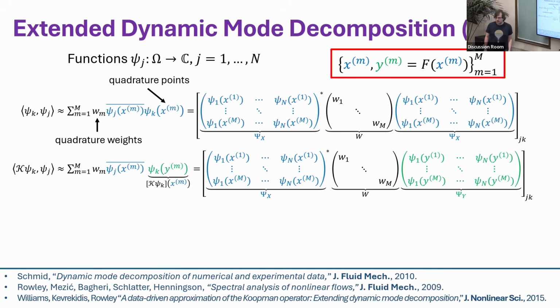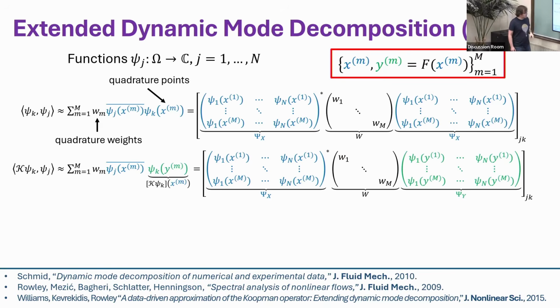And to build an approximation of the Koopman operator, think finite elements if you've seen that before, you need two types of inner products or correlations. The first is the inner product between the basis functions themselves. The second is where you have this Koopman operator K here on the left. Now remember, all we have access to are these snapshot data, x in blue, y in green.